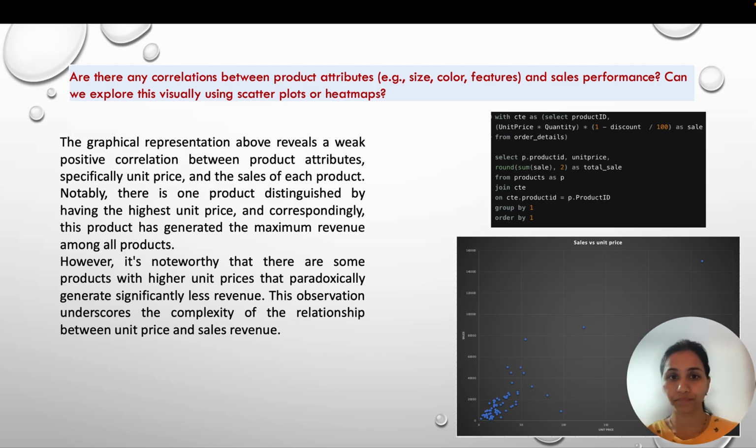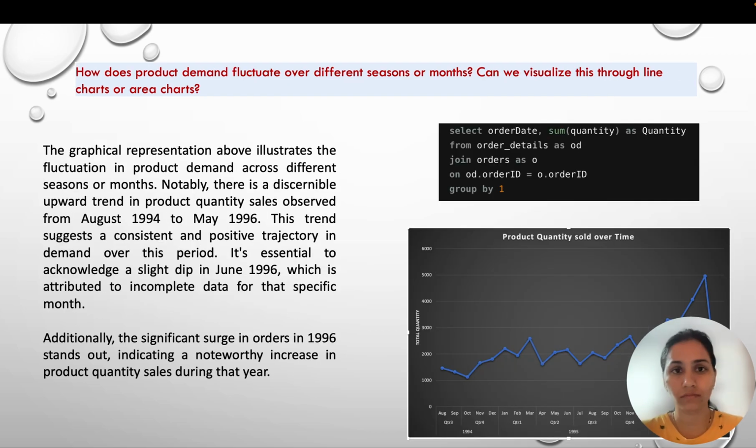Now, creating a visualization for the unit price and the total revenue, we can see that there is one product which has the highest unit price and also generates maximum revenue. And also from this graph we can see that there is a weak positive correlation between the attributes sales and unit price.